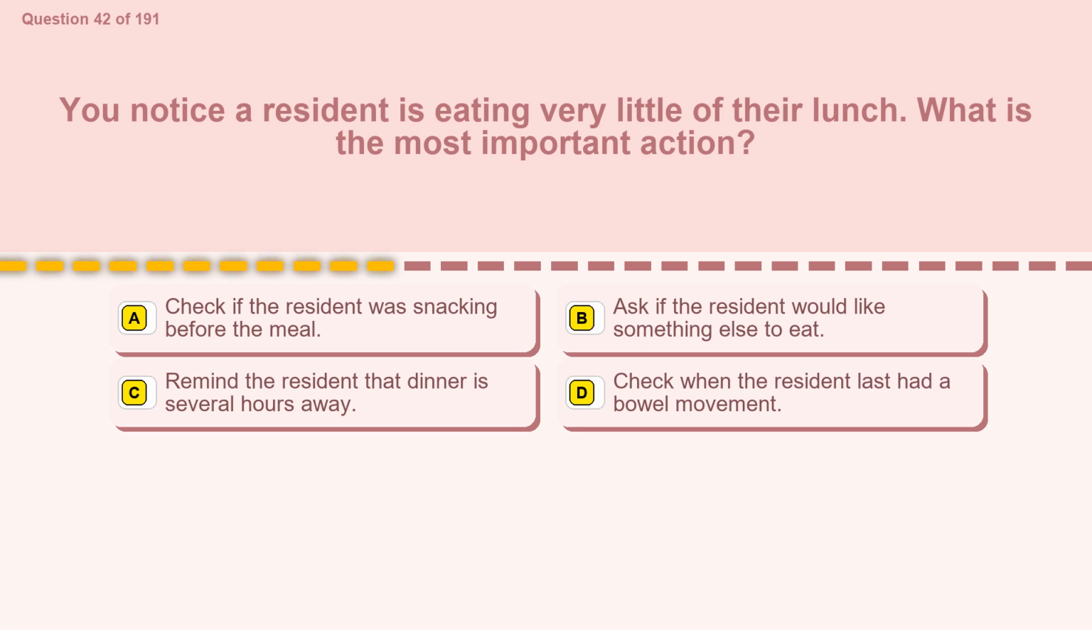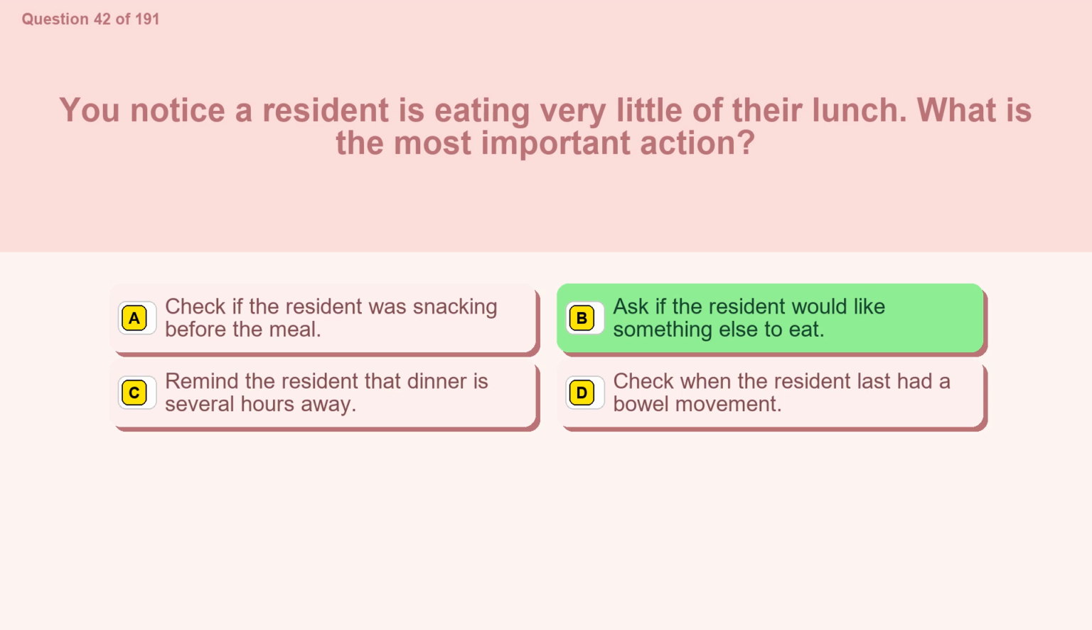Option A, check if the resident was snacking before the meal. Option B, ask if the resident would like something else to eat. Option C, remind the resident that dinner is several hours away. Option D, check when the resident last had a bowel movement.